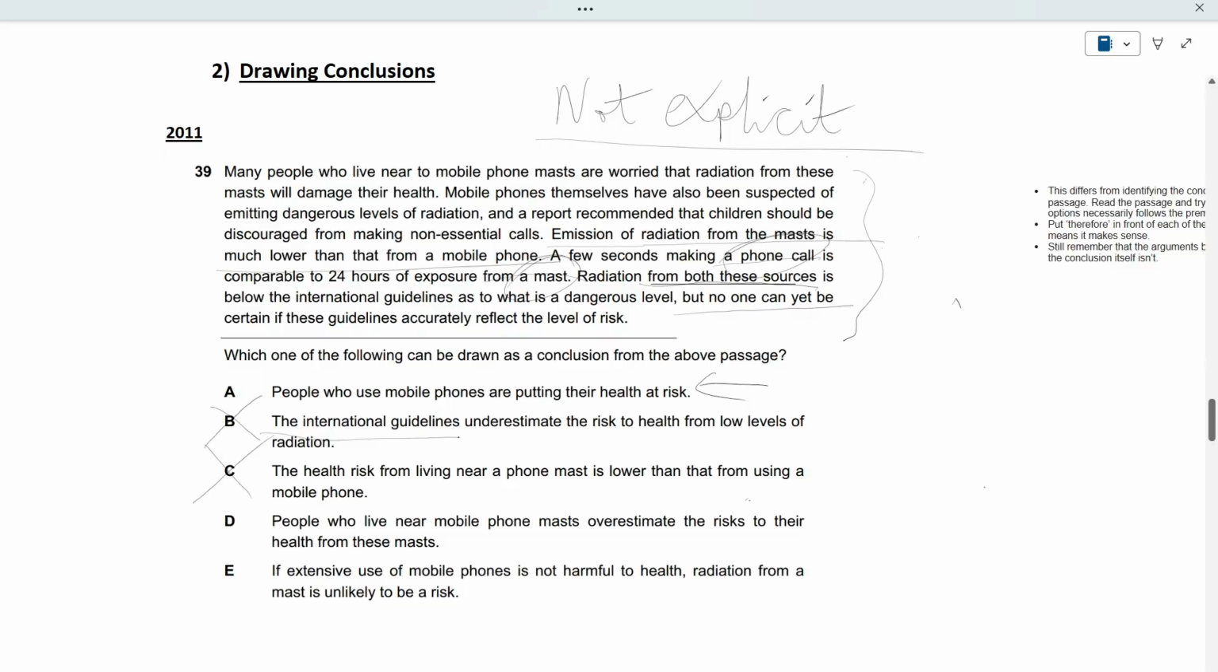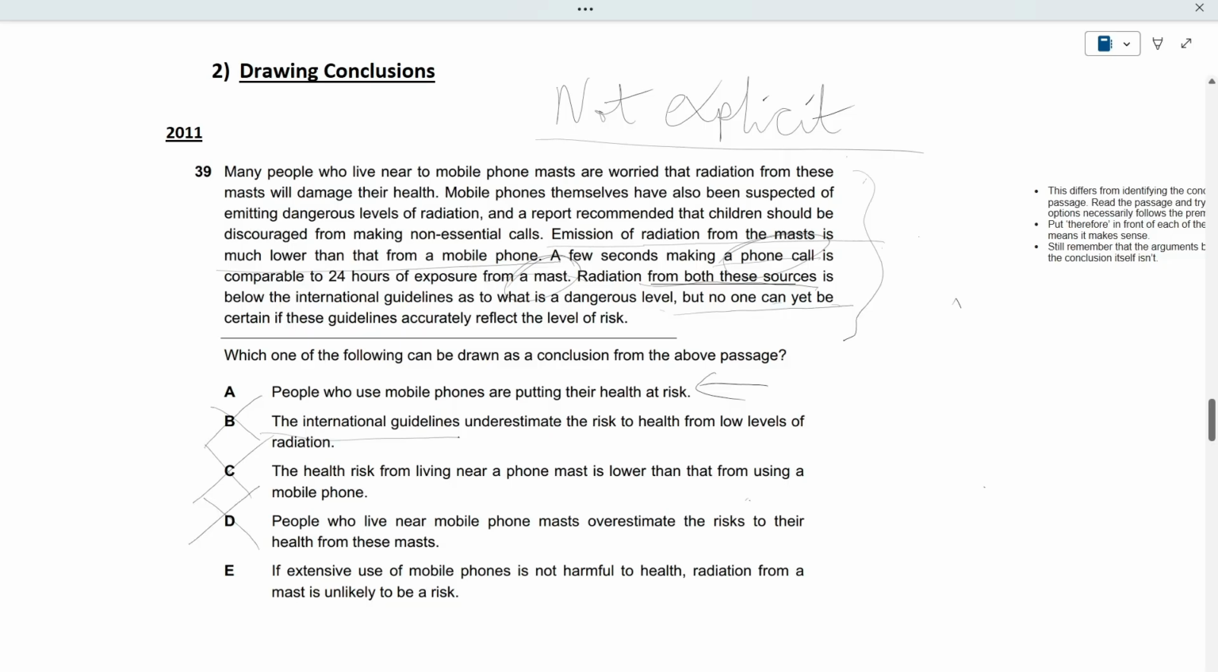If you put, therefore, people who live near mobile, radiation from both these sources below the international guidelines as towards a dangerous level, but no one can yet be certain these guidelines accurately affect the level of risk. Therefore, people who live near mobile phone masts overestimate the risk to their health from these masts. But that doesn't follow at all. This is almost totally irrelevant, so we can rule that out too.